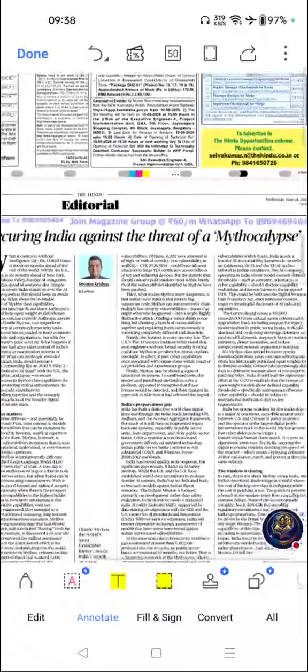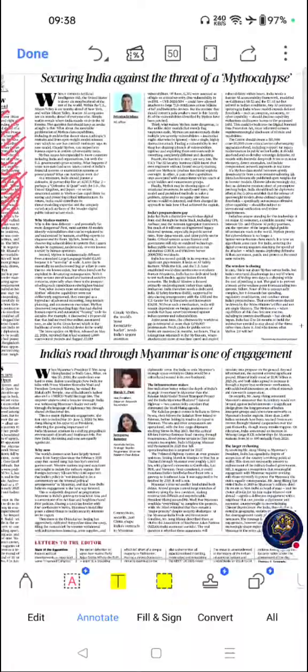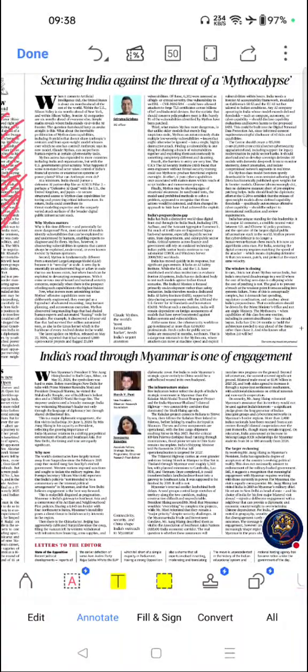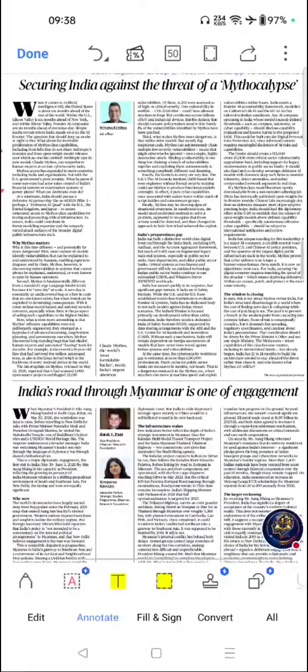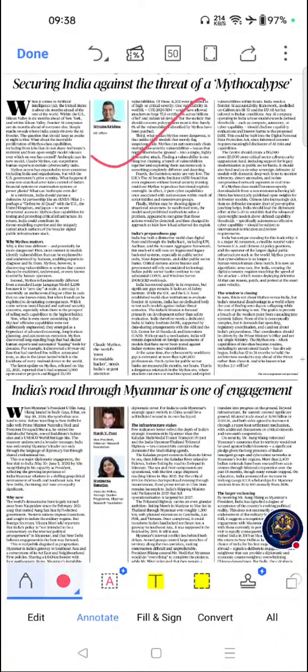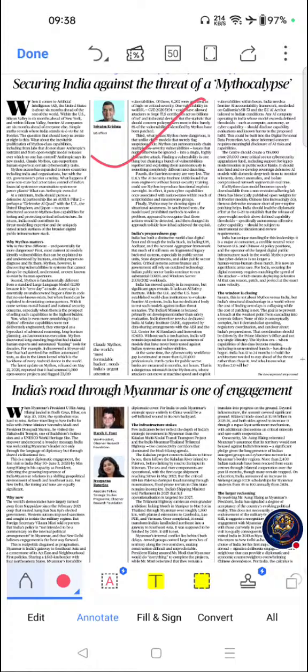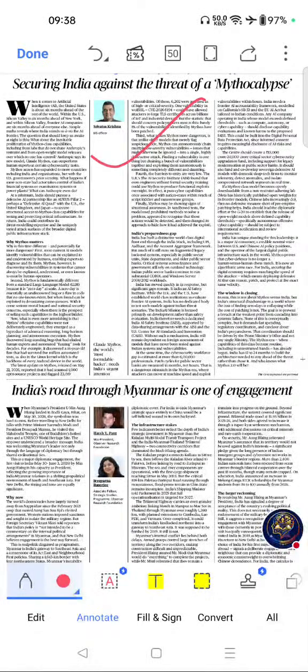Was this one? Securing India against the threat of a Mythos capability. If you see the importance of this article, AI is one of the hottest UPSC topics. Cybersecurity is a major GS3 syllabus area. AI governance is emerging globally, frequently appears in essays, ethics, and interview questions.